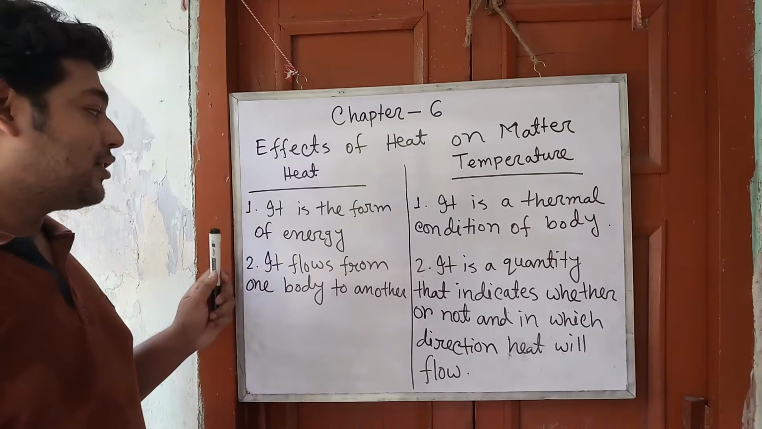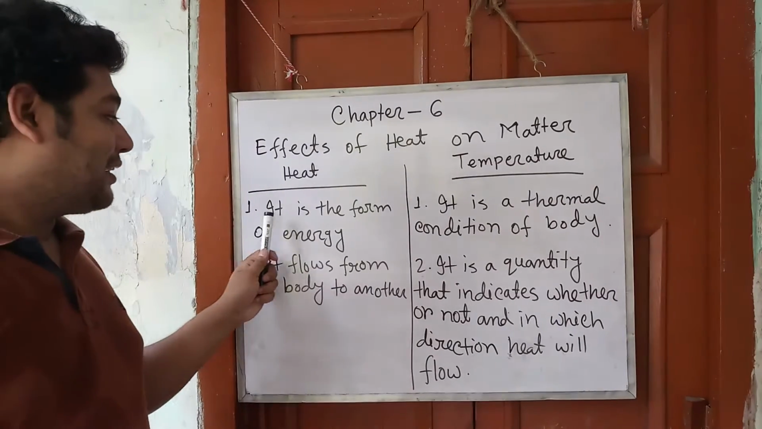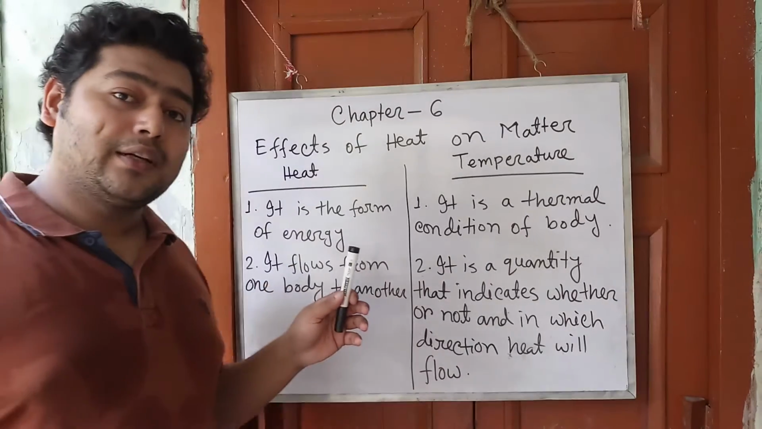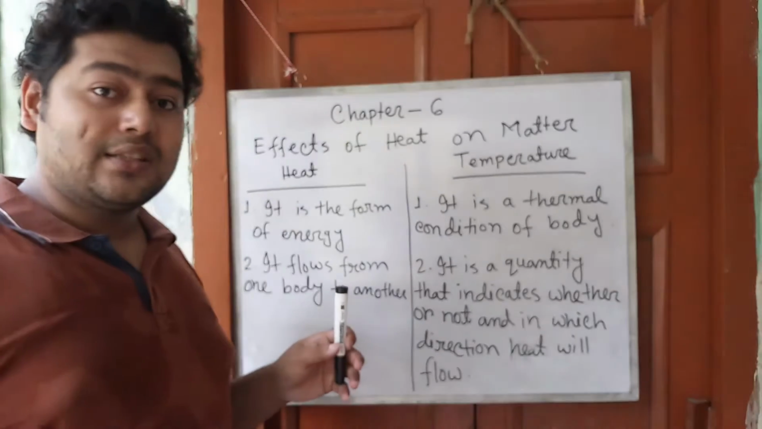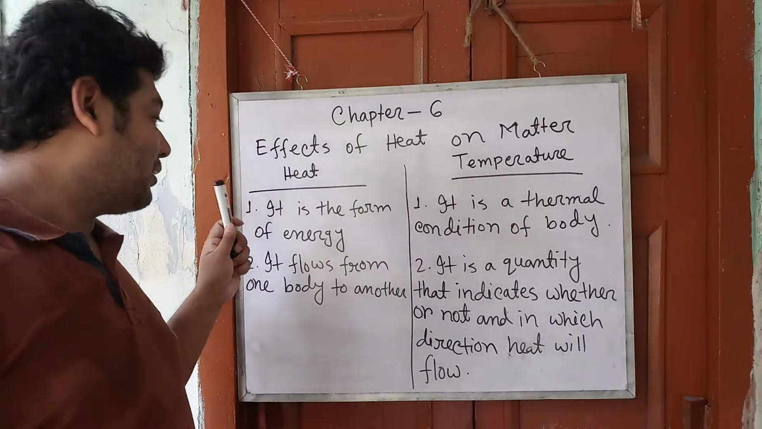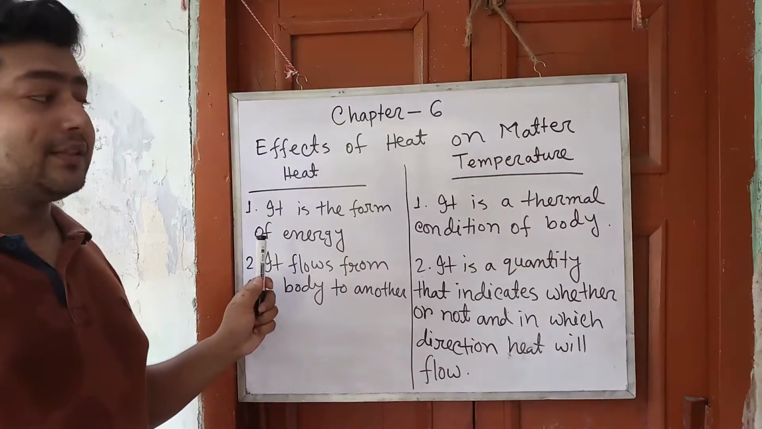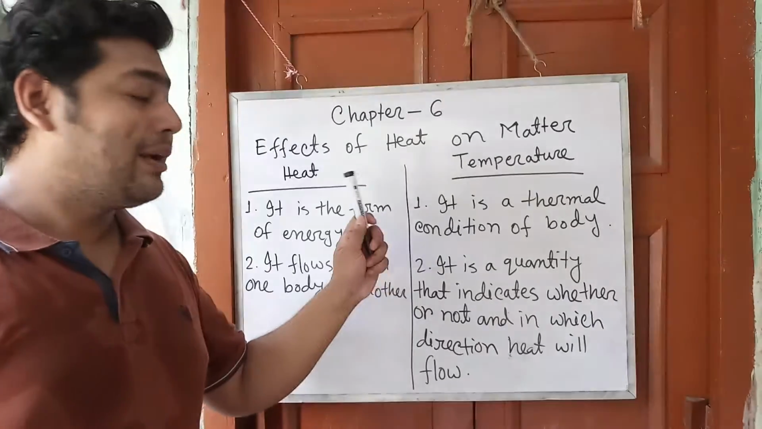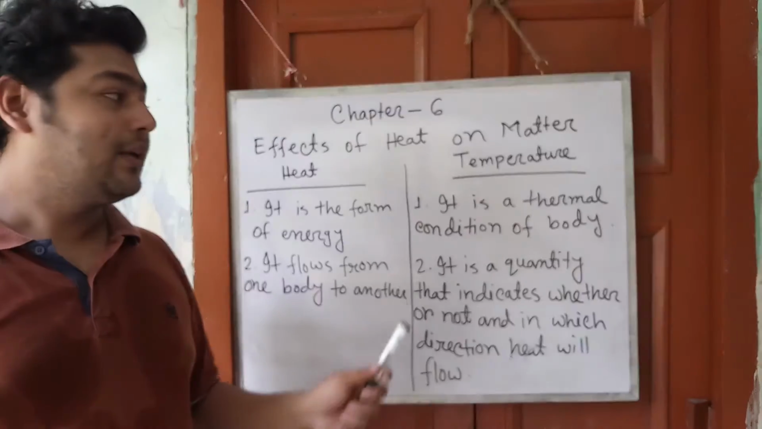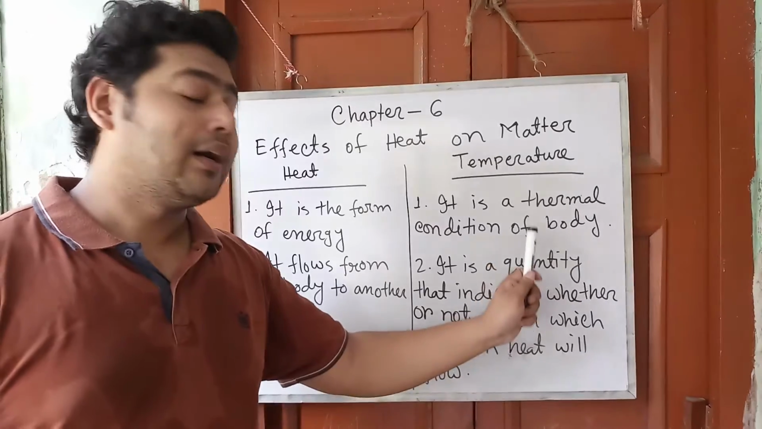The first difference between heat and temperature is that heat is a form of energy. We have different forms of energy, like heat energy, light energy, sound energy. Heat is one of the forms of energy. But temperature is the thermal condition of a body.